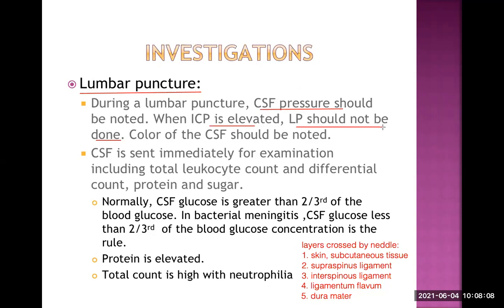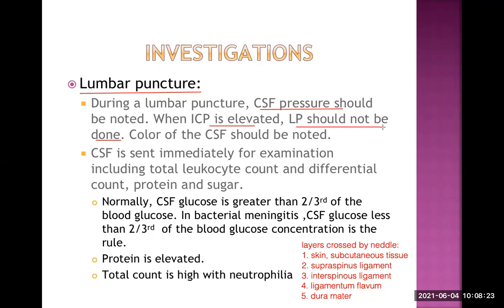Because of this important reason, a CT scan of the brain is done in the suspected cases, and if CT tells us yes, it is safe to go for lumbar puncture, then we'll go for it. This is the take-home message from today's class.